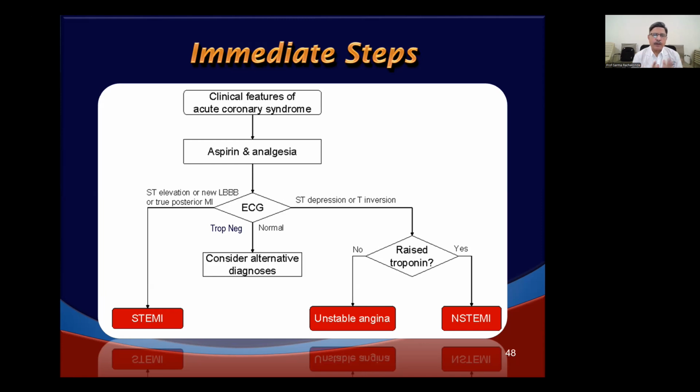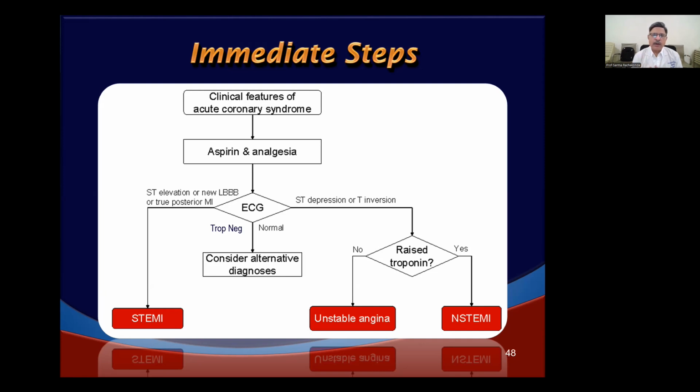The previous ECGs are normal, fresh has got LBB, it is infarction. Or posterior myocardial infarction. I have shown you, posterior MI is a mirror change, like the anterior. So that also you have to recognize. These 3 mean STEMI. Okay.